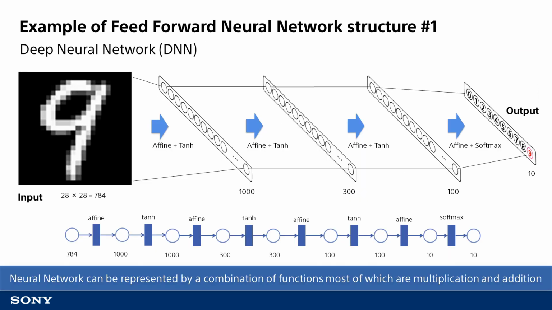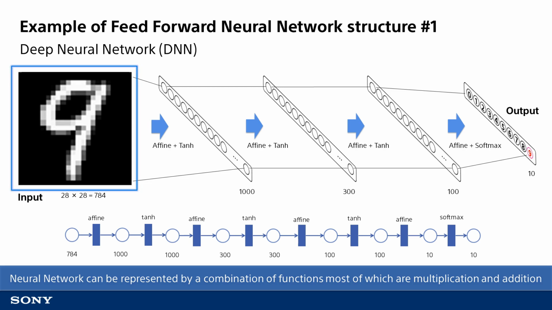Now, I would like to explain the design of the neural network. Here is an example of a feed-forward neural network, the simplest structure of neural networks. And this neural network can be expressed in terms of a combination of functions. The neural network shown here is a 4-layer deep neural network that performs handwritten digit classification.